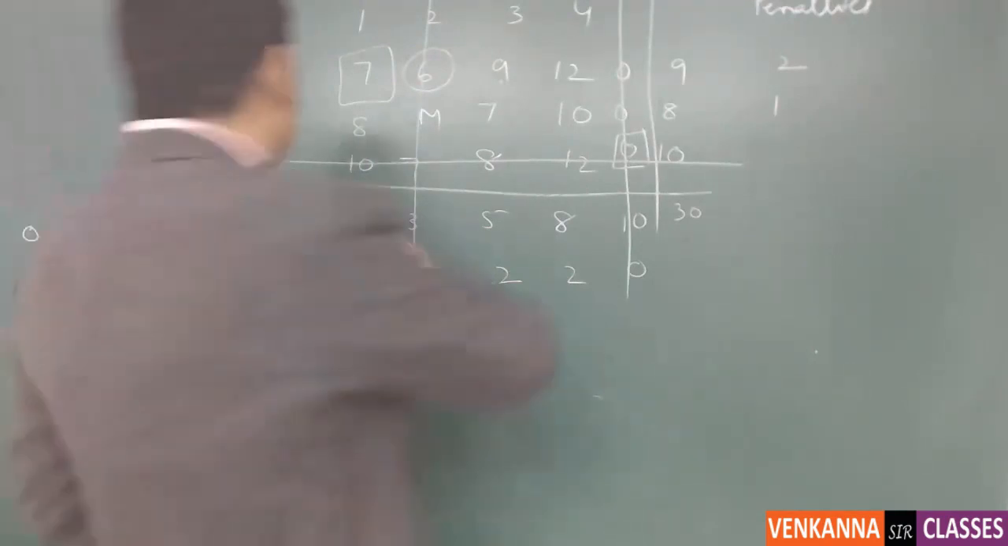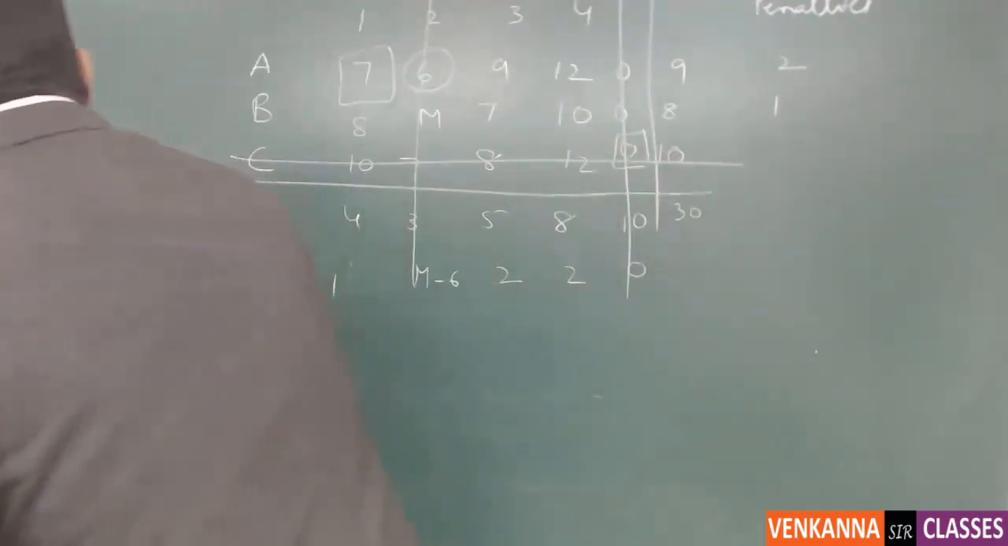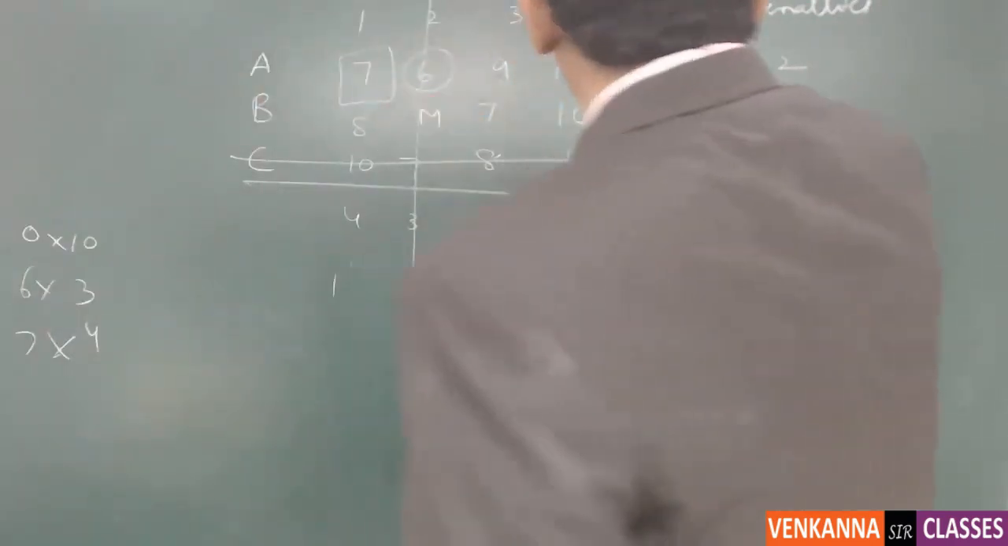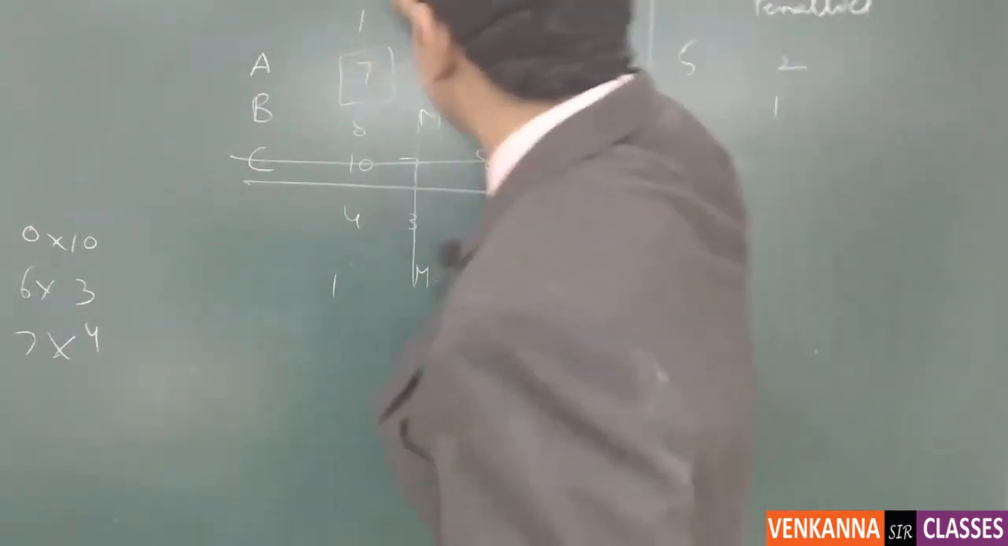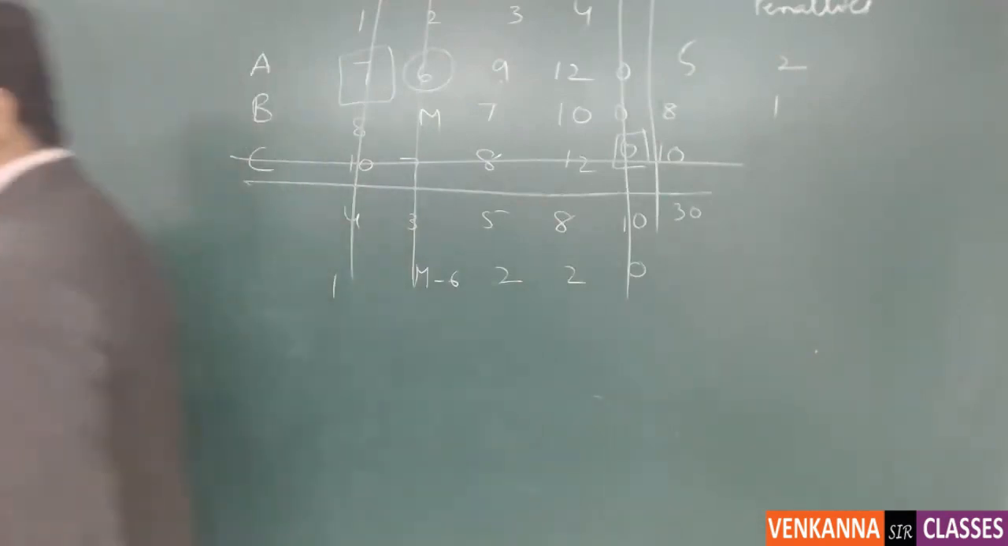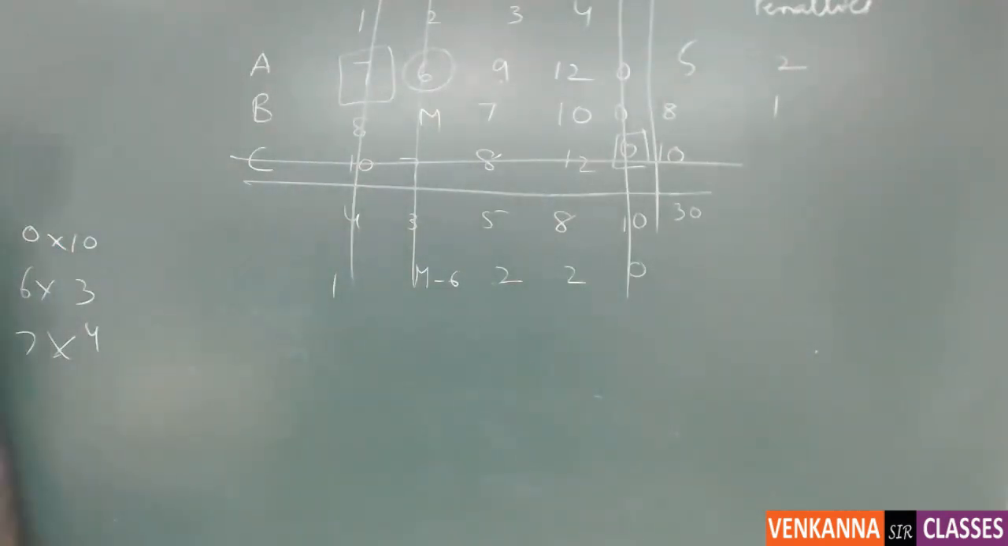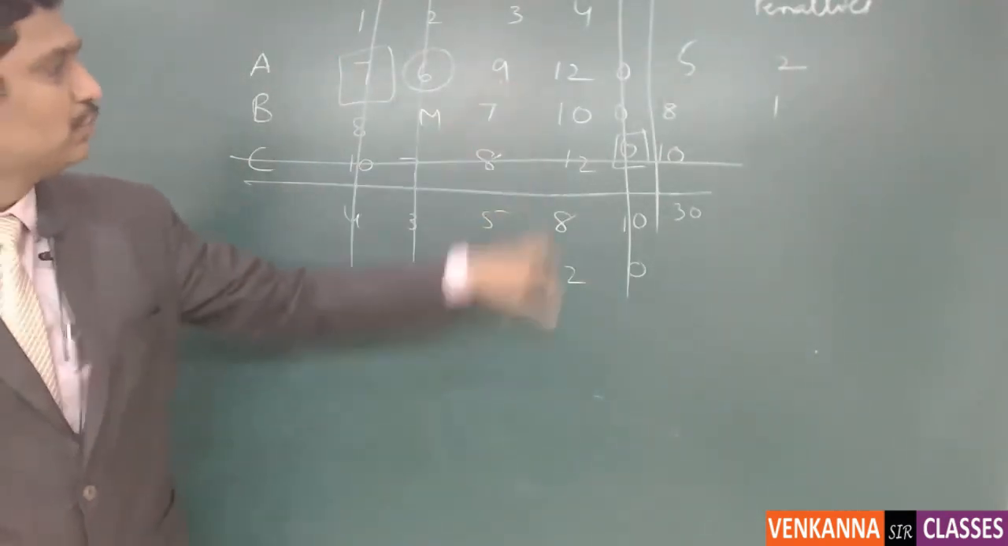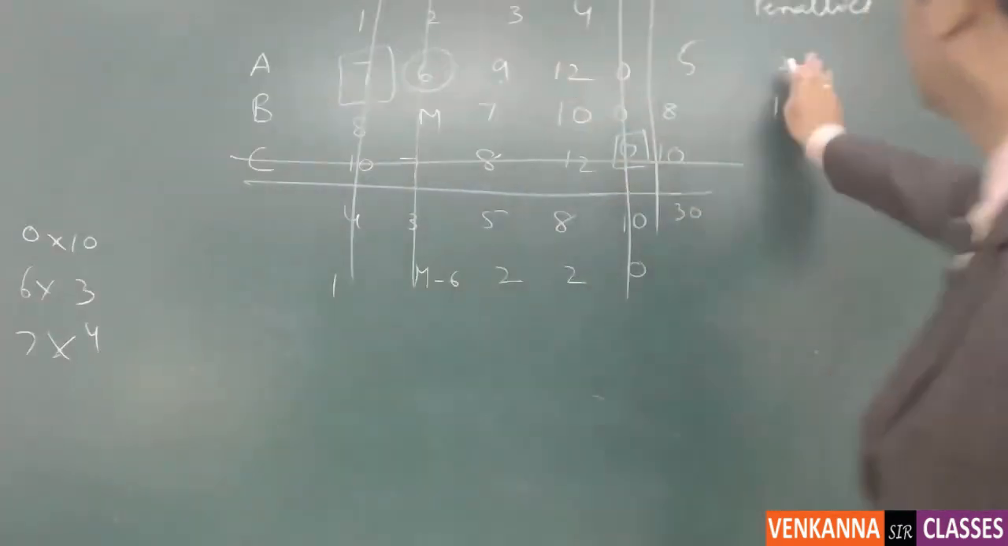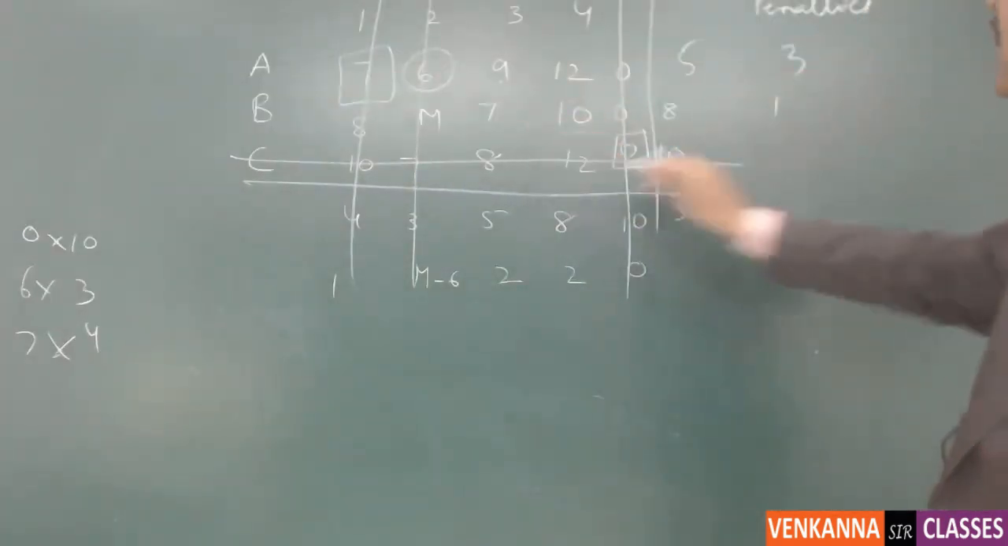Check for demand and supply. For the smallest one, 7 fours we will get, and it will become 5. So this gets cancelled. Again, let us calculate the penalties there. The penalty is 2. It is 2 again. Here the penalty is 3. Here the penalty is 3.